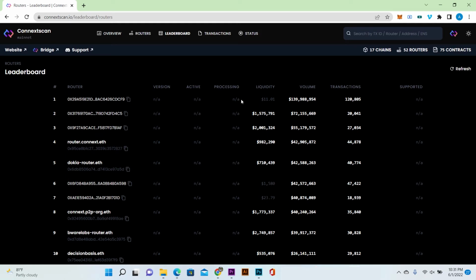or not, the number of transactions being processed at the moment by a particular router, liquidity that has been provided, then total volume on each router and the number of transactions. And then right here you will see the number of chains supported by a router.